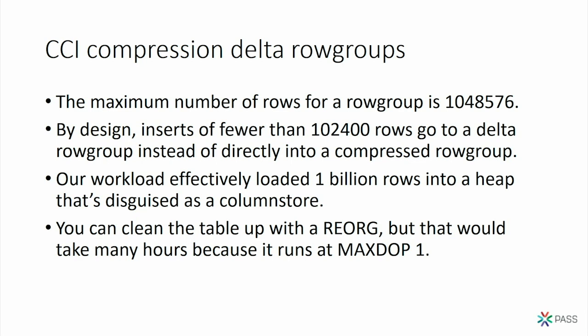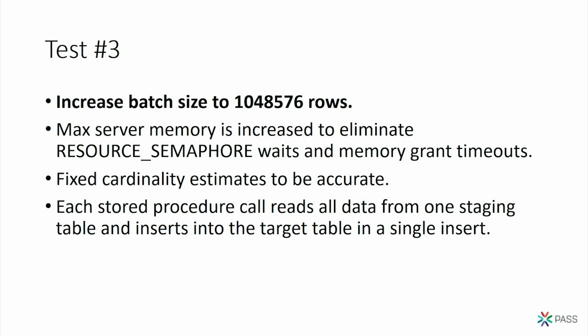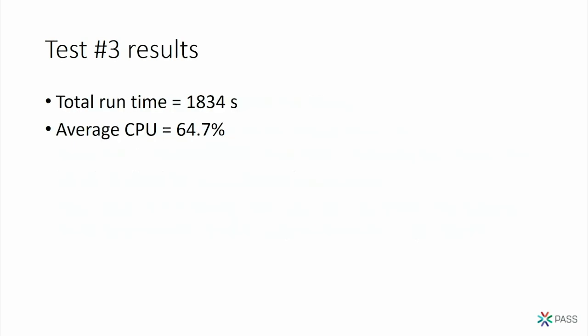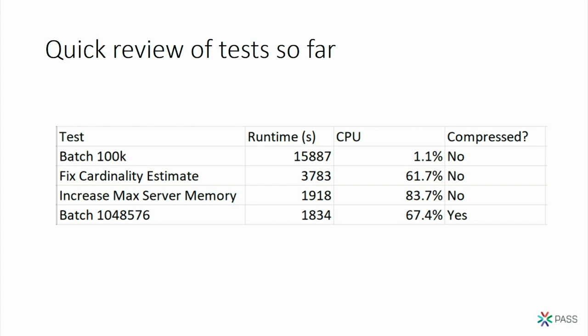OK. So the maximum number of rows per row group is 1,048,576, about 1 million rows. I'm going to increase my batch size to that maximum number of rows that can fit in a row group. That's a trick people sometimes use. I want to bypass the delta row groups. I want to insert directly into compressed data. It's a little better, not by much. But now I've got compressed data here, right? So this is the first good result. OK, I want to load my data in 6 minutes. It's taking about half an hour. That's 5 times too long. I've got a compressed table though, made some progress.